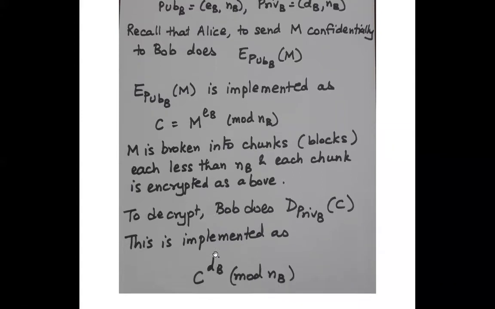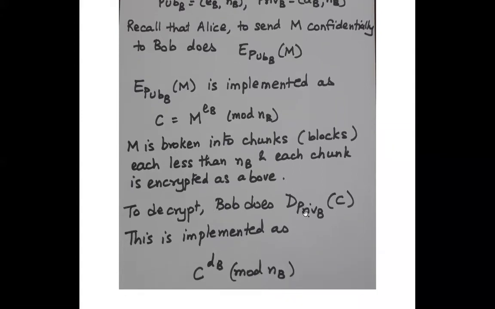Okay, so the decryption algorithm is very similar. The decryption algorithm also involves modular exponentiation. So it is implemented as taking the ciphertext C and raising it by modular exponentiation to the power of dB, again reduced modulo NB. That's how you do decryption.